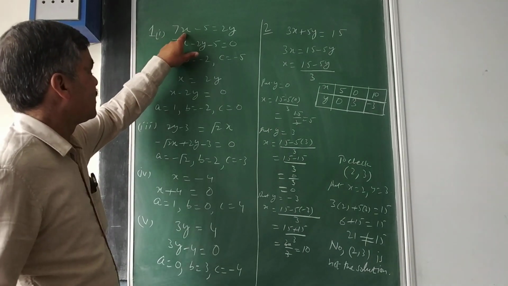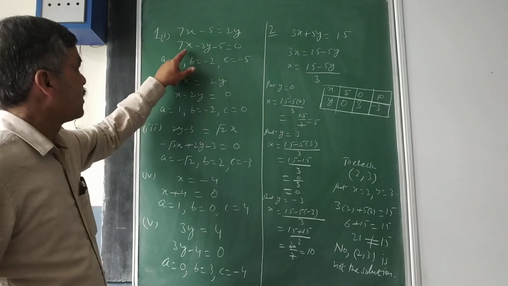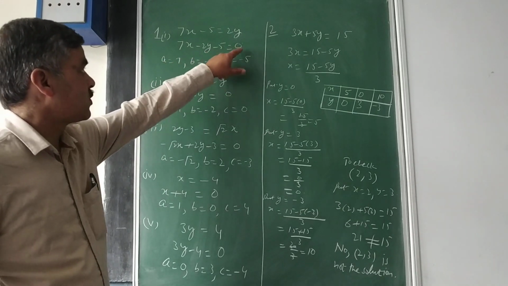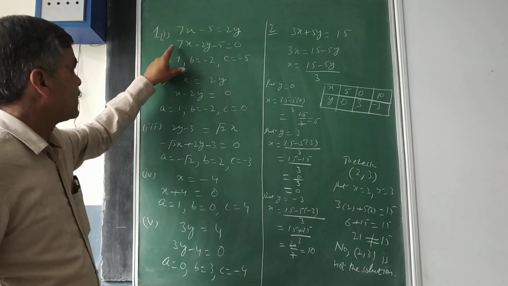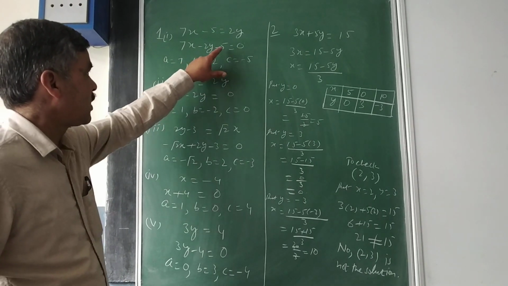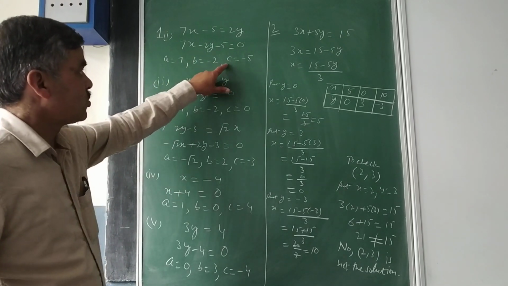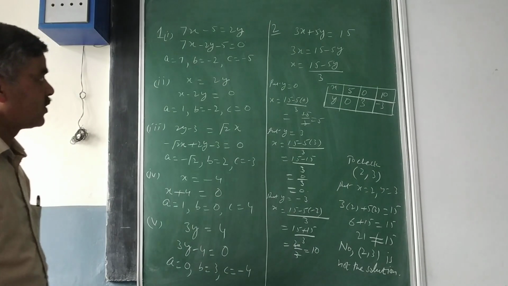First equation was 7x minus 5 is equal to 2y. So you have to shift 2y to this side. This will become 7x minus 2y minus 5 is equal to 0. Coefficient of x is a, that is 7. Coefficient of y is b, that is minus 2, and c, the constant term, is minus 5. So a 7, b minus 2, c minus 5 is the correct answer for first part.